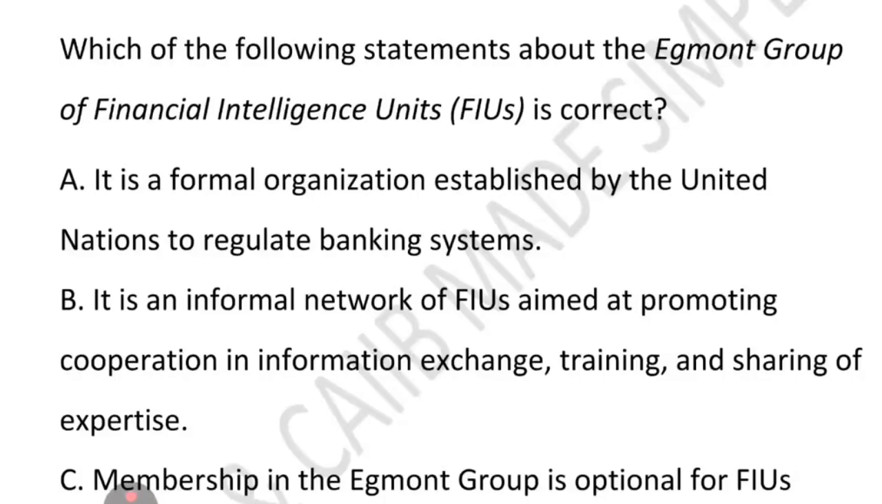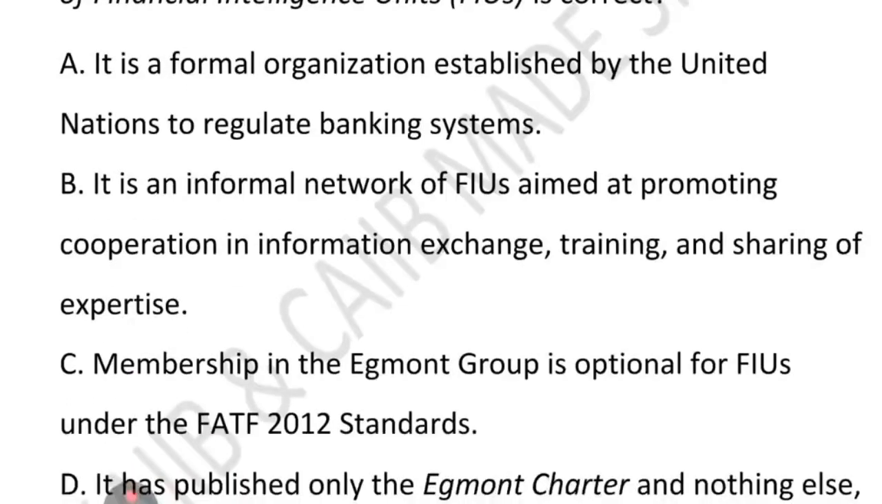Very good question it is. So let's see option wise. First of all, option A. Why is this wrong? Because the Egmont Group is not a UN body. It says United Nations body. No, it's not a UN body. It is an informal organization, not a formal one. It says to regulate the banking system. No, the Egmont Group does not control banks. Rather, it helps financial intelligence units share information to catch criminals. You can think of it like a WhatsApp group of detectives from different countries. They share tips but don't make laws. Now let's look at option B.